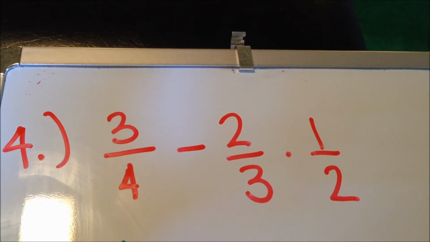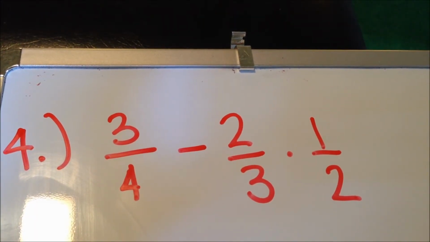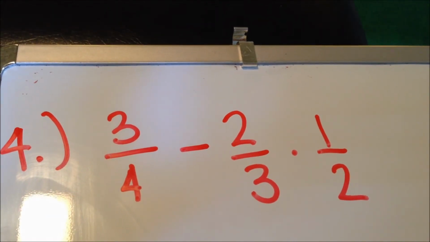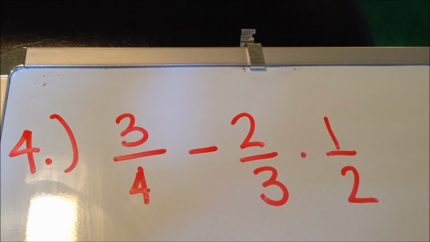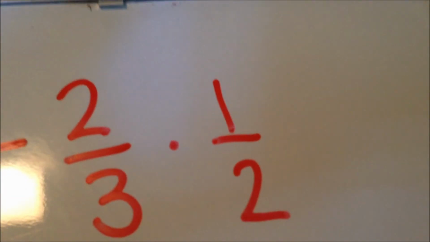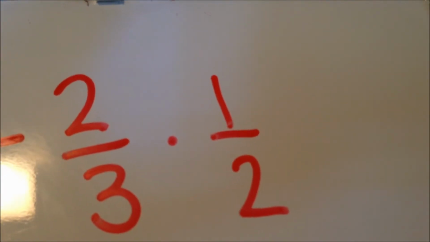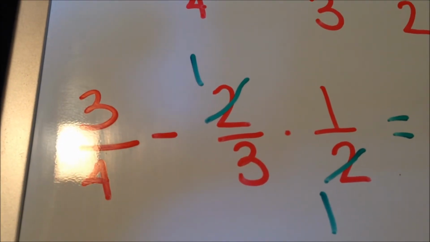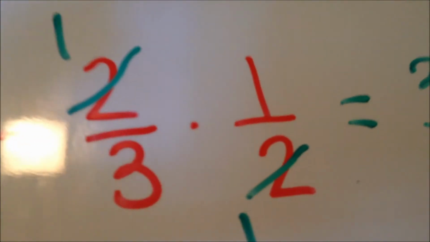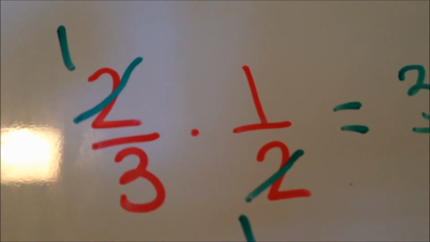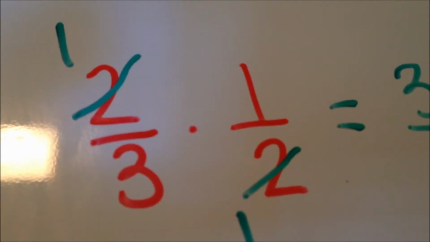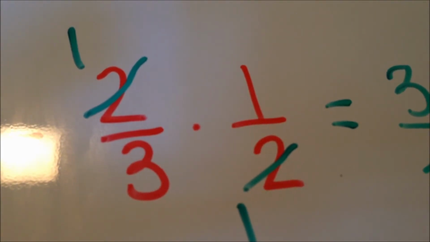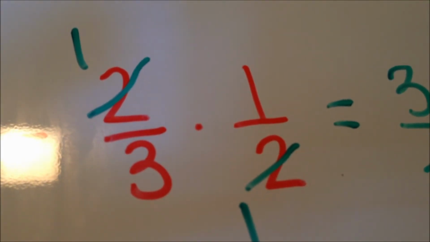Number 4, 3/4 minus 2/3 times 1/2. No parentheses, no exponents. We do have multiplication or division. We happen to have a multiplication. You do that first. 2/3 times 1/2. So, rewriting the problem, focusing on the multiplication, we can cross-reduce the 2 and the 2. The 1 and 3 do not cross-reduce. So we end up with 1 times 1 over 3 times 1, so 1/3.